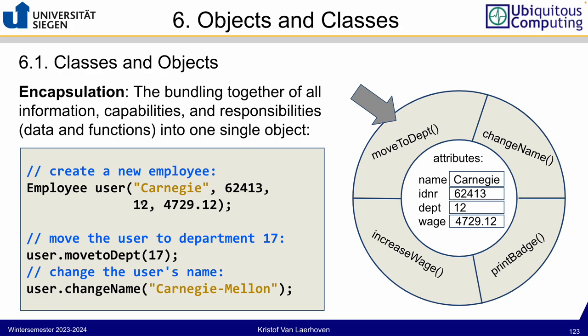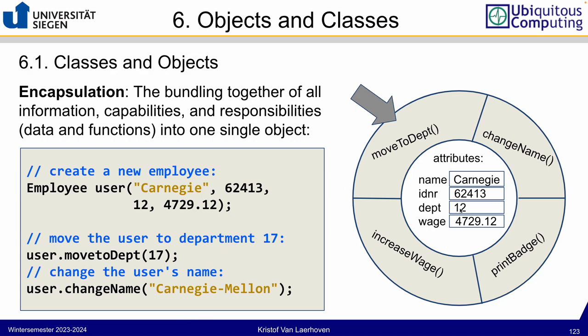Once we have done that, the only thing we can do with this user is actually these four particular methods, these functions that belong to the class. So once we have created this user, we can move this user to a department, for instance. We can't just say the user's department should go from 12 to 27. We need to call this method and say user.moveDepartment(17). One of the advantages there is that we have a lot more control as a programmer of what is going to happen here. Maybe in the company there are only 20 departments.